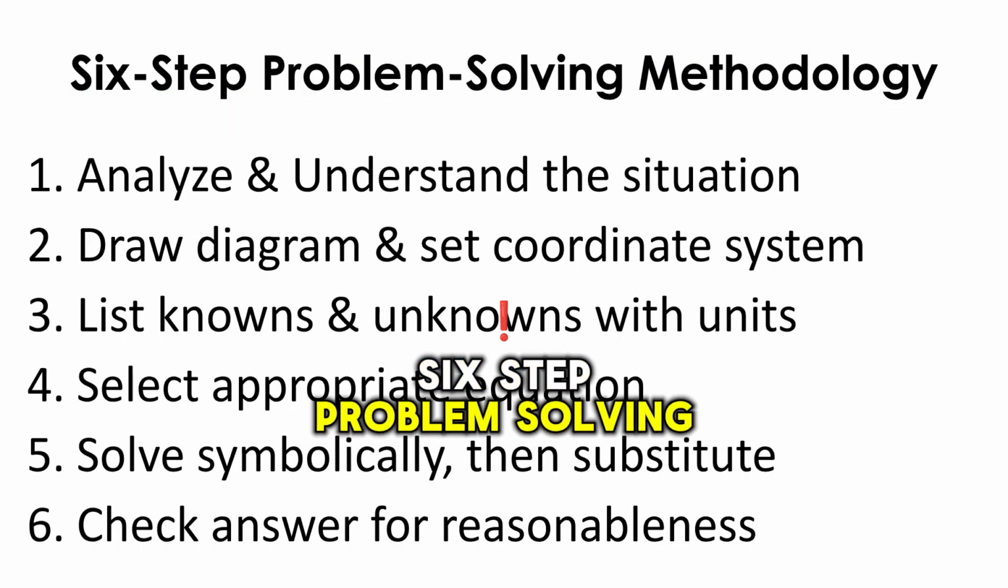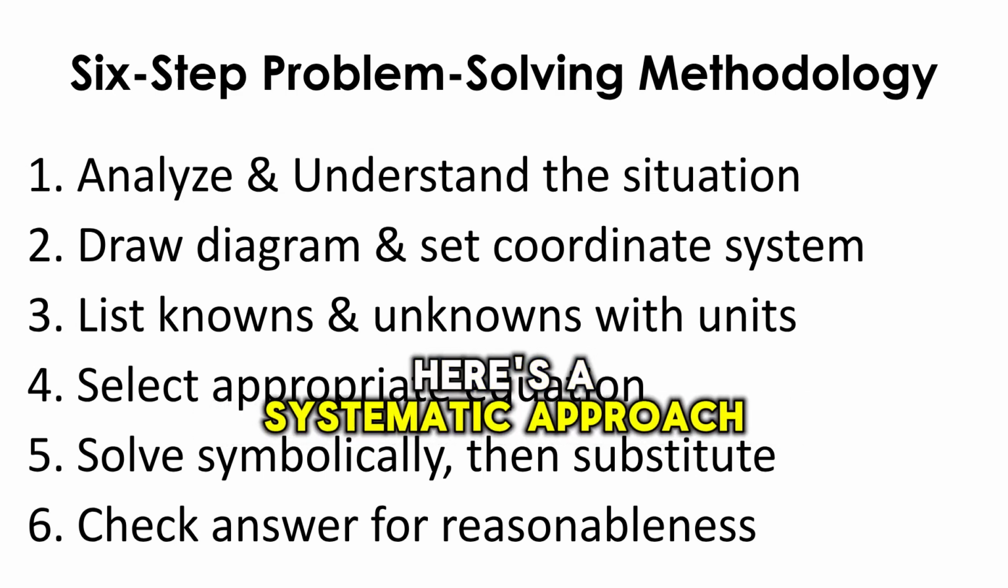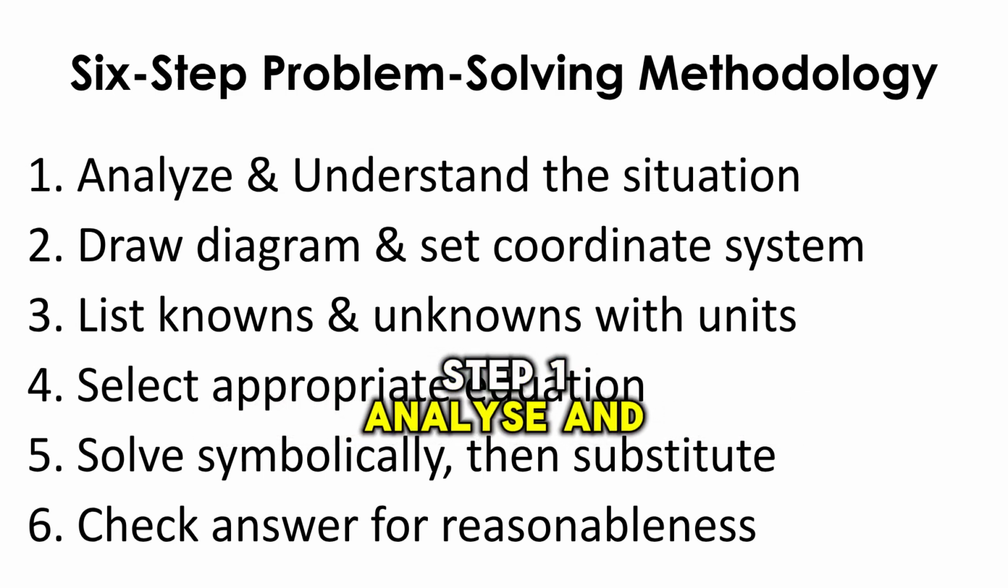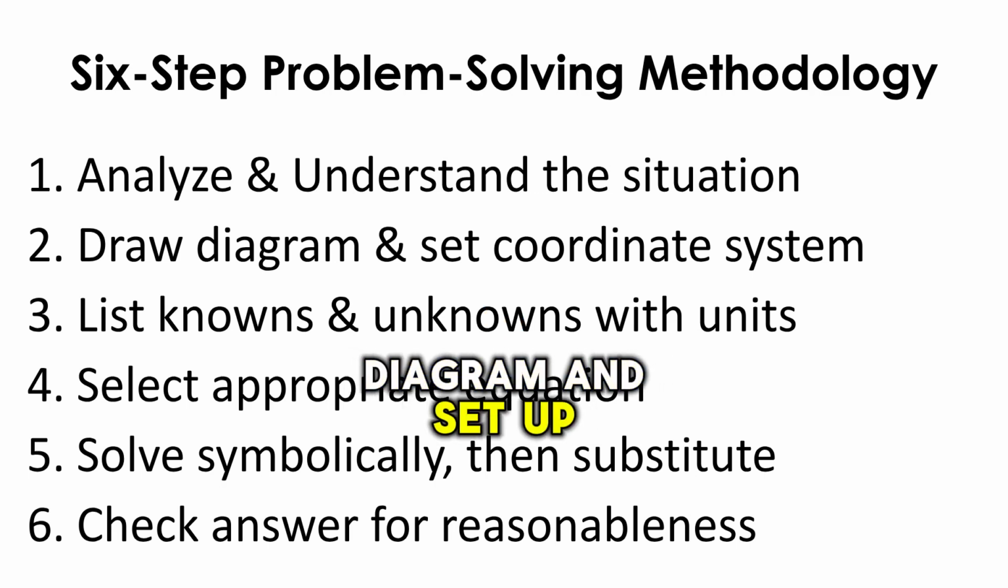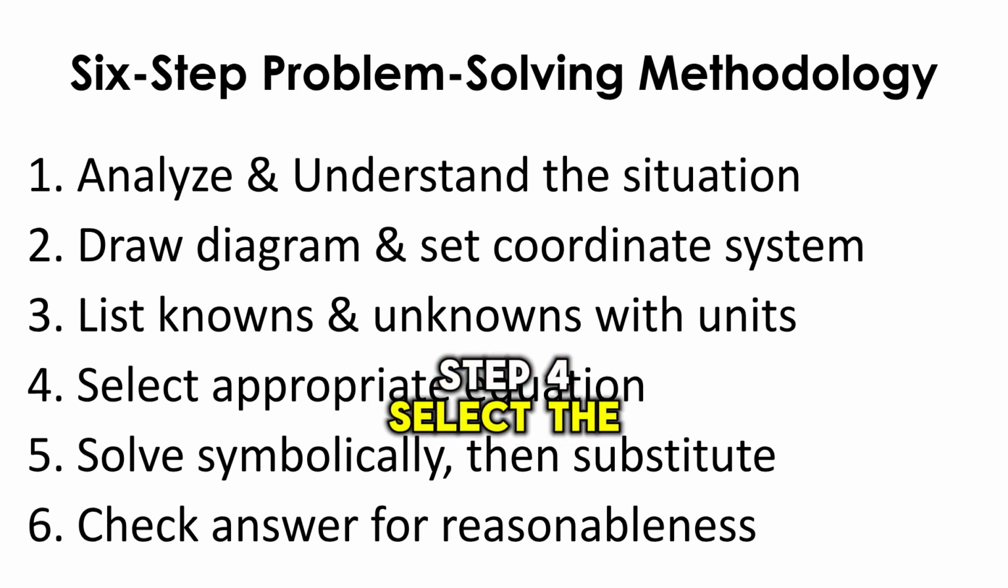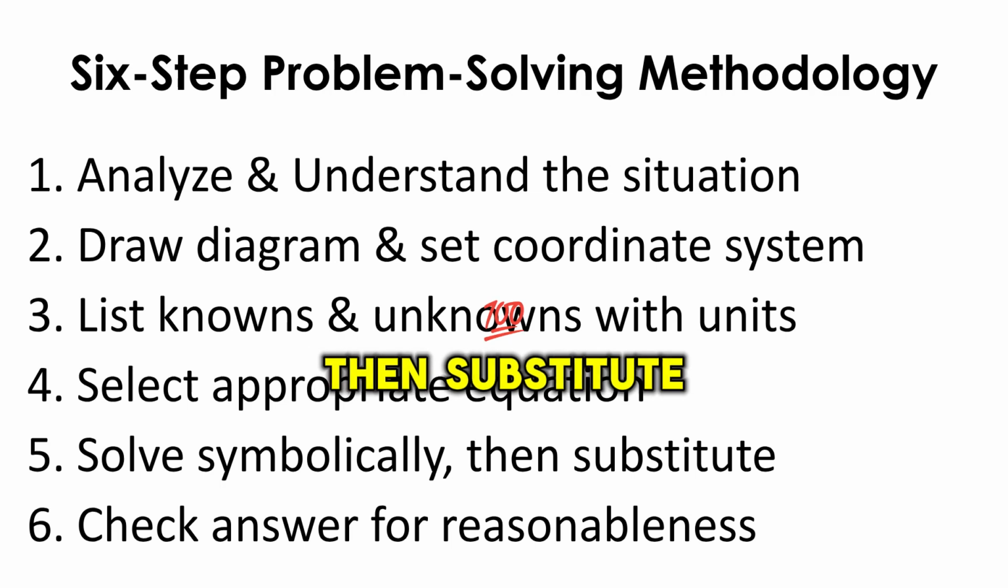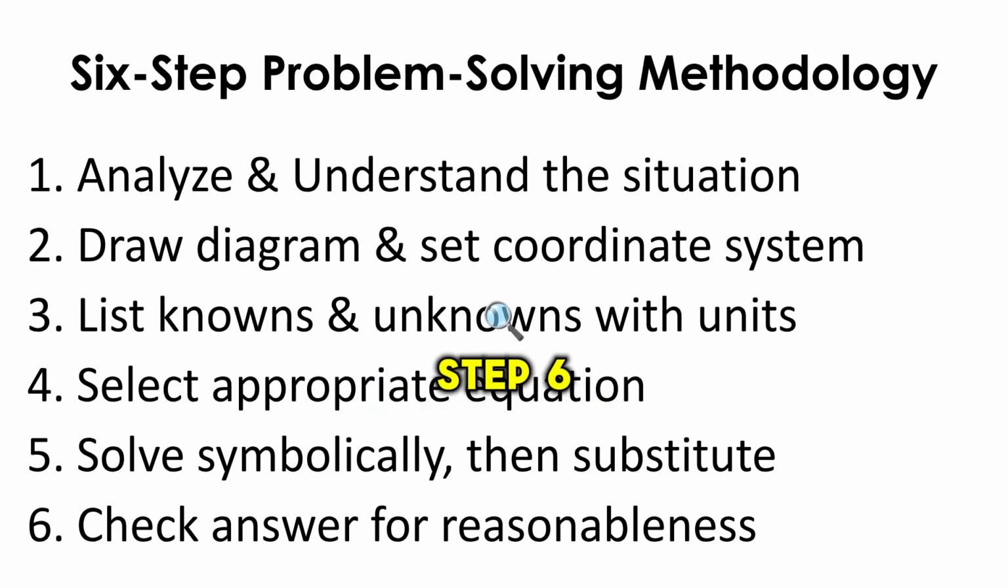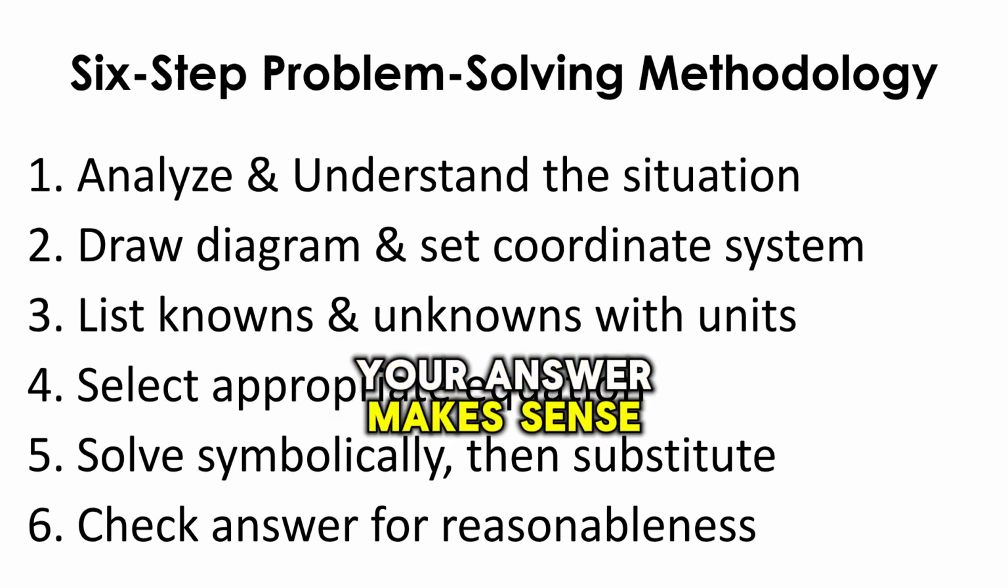6-step problem-solving method. Here's a systematic approach. Step 1. Analyze and understand the situation. Step 2. Draw a diagram and set up a coordinate system. Step 3. List the knowns and unknowns with units. Step 4. Select the right equation. Step 5. Solve symbolically, then substitute the numbers. Step 6. Check that your answer makes sense.